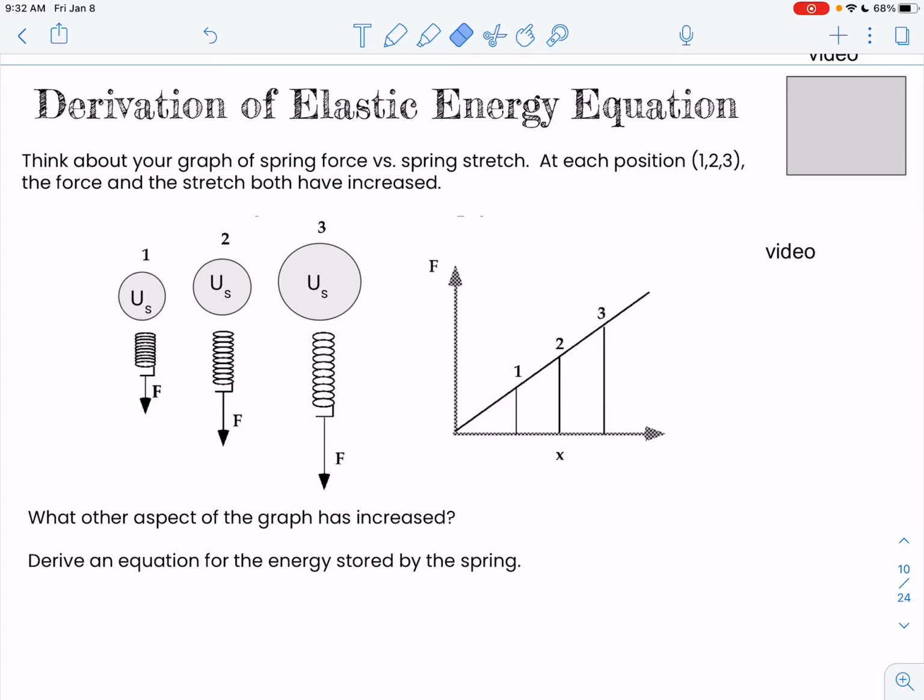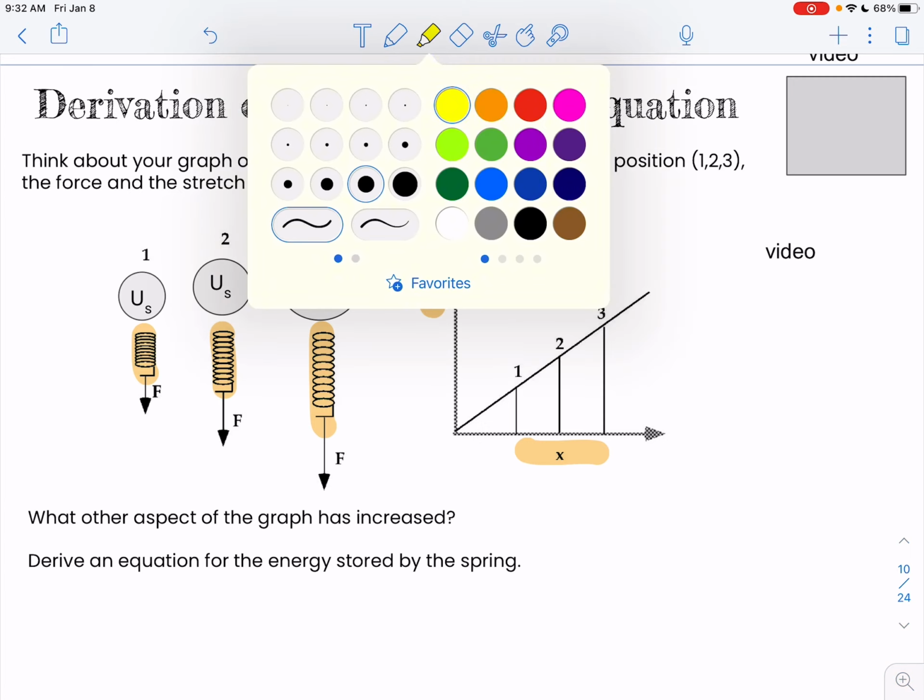All right, so what we really want to do from this Hooke's Law lab is derive an equation for elastic energy, okay? And if you notice, what we've done is we've graphed force and some kind of distance, which in this case was the displacement of the spring, okay? So in this picture here, you can see that the further I stretch this spring, we know that that's going to store more energy, right?